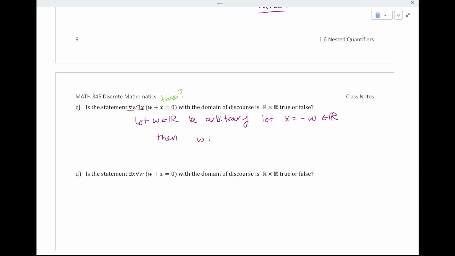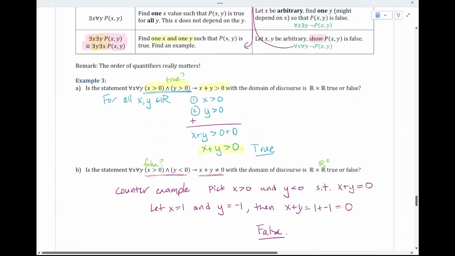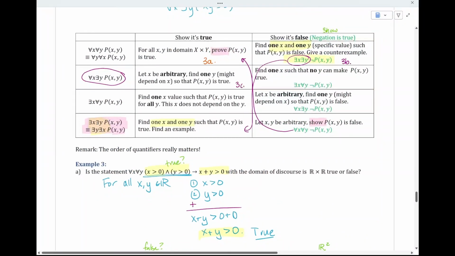Then w plus x is w plus negative w, which equals 0. So I've shown that it doesn't matter what value I pick for w, I can find a value for x, namely negative w, that when you add w with that number, you get 0. So this is true. This is 3c. I'm going to go write that up in my box.